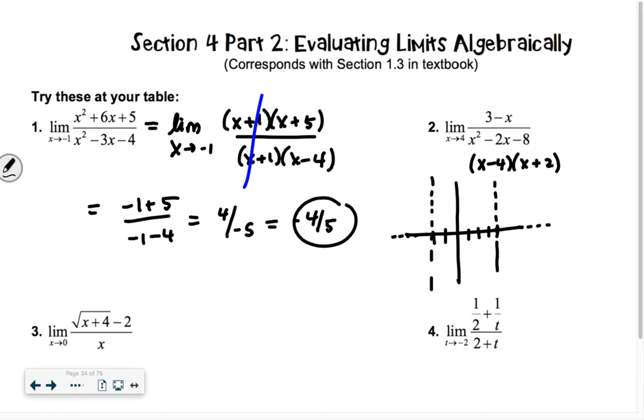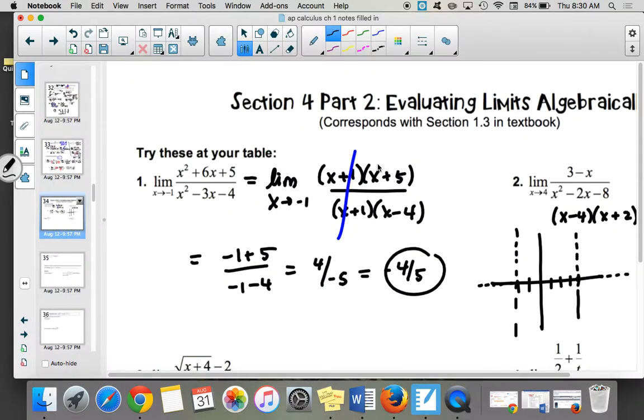You guys did this process in Algebra 2. Nobody liked it in Algebra 2. Hopefully you did it again in pre-calc. Did you guys do this again in pre-calc? And maybe you understand it a little bit better. But we'll go ahead and let's look at our graph.